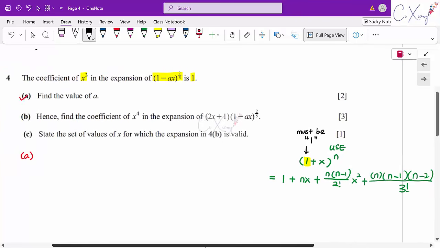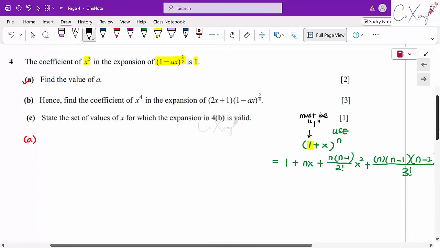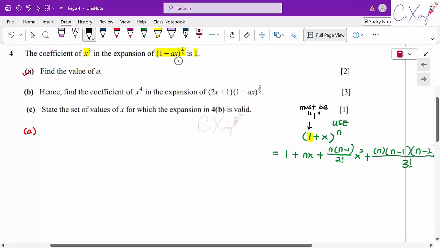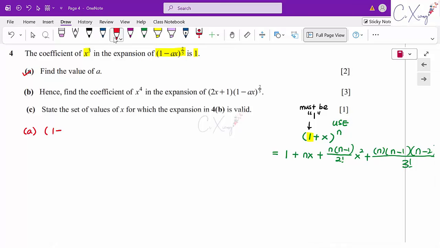So let's have a look at our question. I'm having this bracket, so I just write out this bracket first. I'm having 1 minus ax power 2 over 5. Okay, so first term is a 1. My first term already starts with 1, right? So I can directly apply this formula. So first term is a 1. Second term is nx. My n in this case is 2 over 5. X in this case is negative ax, the whole term at the back.